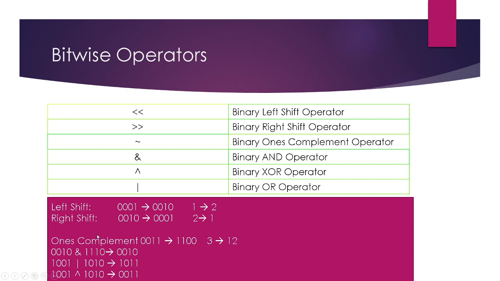Similarly, the one's complement operator will apply a NOT gate to the individual bits. So this was 0, if I put a NOT gate it will become 1. Similarly this 0 has become 1, and this 1 has become 0, and this 1 has become 0. This was 3, now it has become 12.